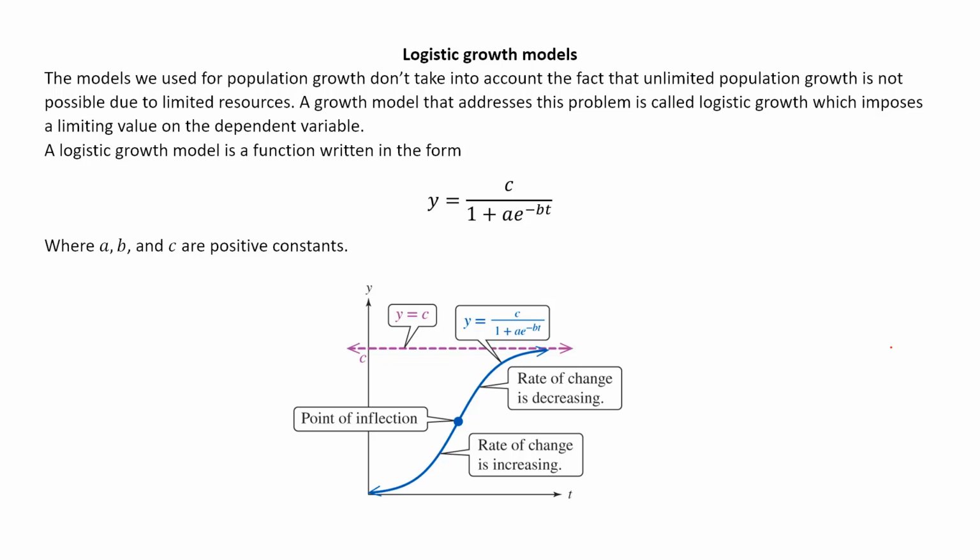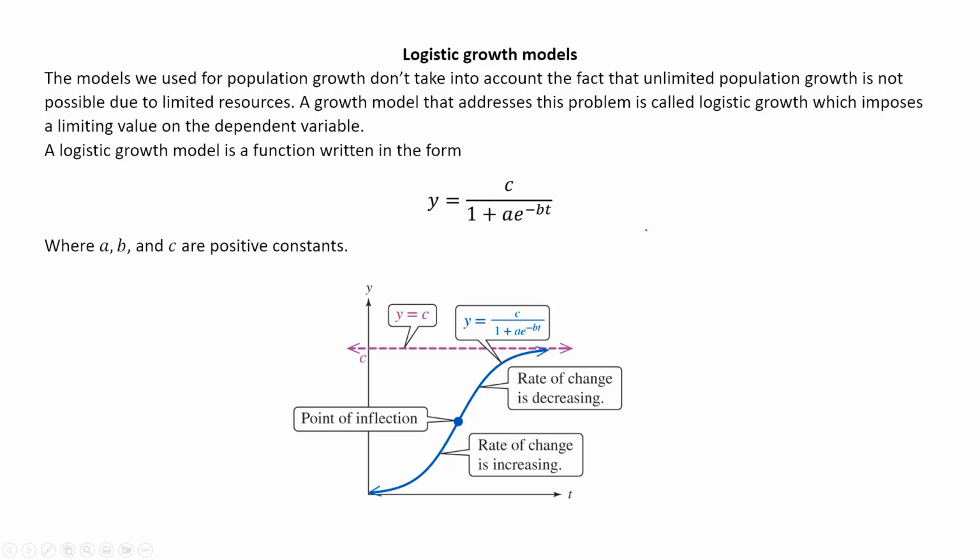Logistic growth models. The models we use for population growth don't take into account the fact that unlimited population growth is not possible due to limited resources. A growth model that addresses this problem is called logistic growth, which imposes a limiting value on the dependent variable. A logistic growth model is a function written in the form y equals c over 1 plus a e to the negative bt, where a, b, and c are positive constants.